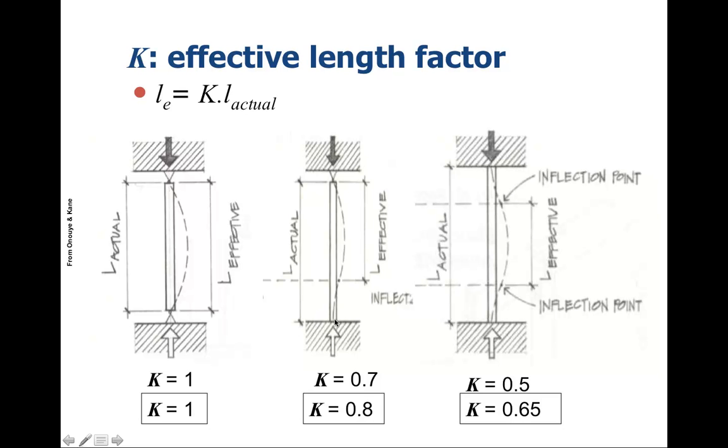Another scenario is where it's fixed at the bottom, so it can't rotate very easily at that point, but it can rotate as a pin connection at the top. In this case, we have a shorter effective length, and K is equal to 0.7. And what about the case where it's fixed at the top and the bottom? Here we have K equal to 0.5.